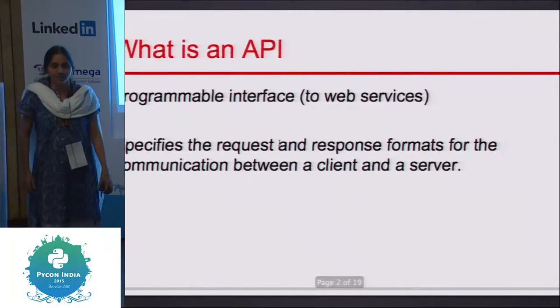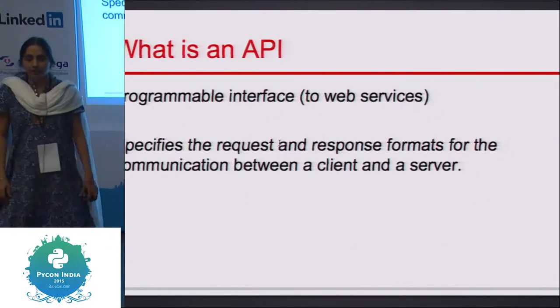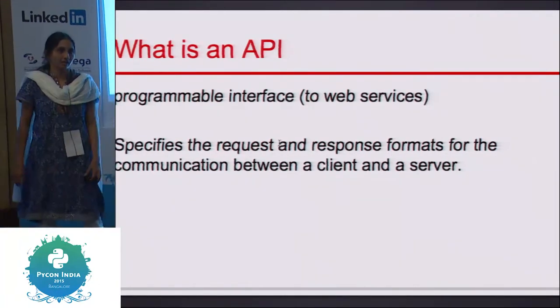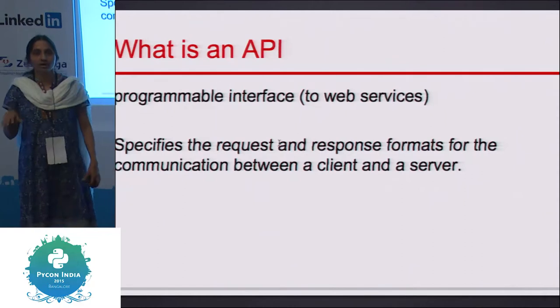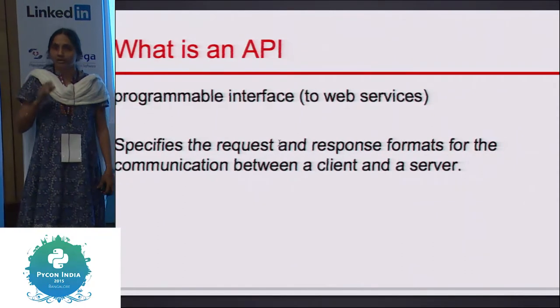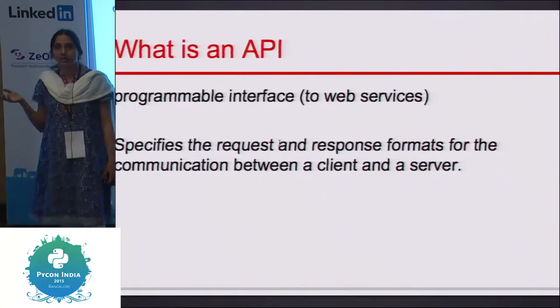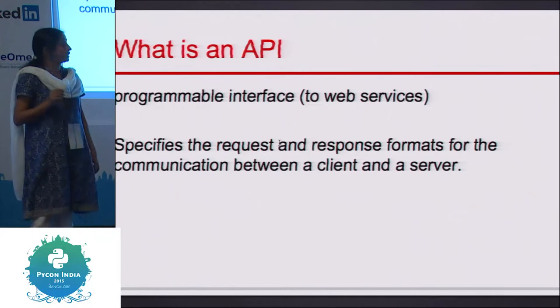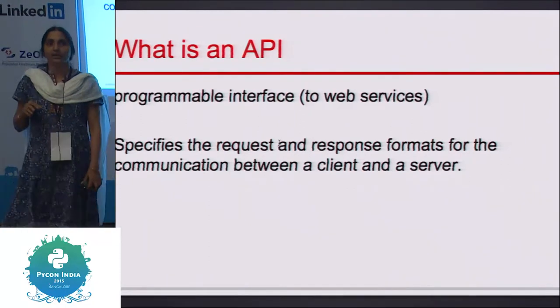So what is an API? APIs are basically a programmable interface. In the context of this talk, I'm going to talk only about web services, right? REST APIs are possible in other contexts, but we are going to stick only to web services. What is an API? It's a programmable interface.